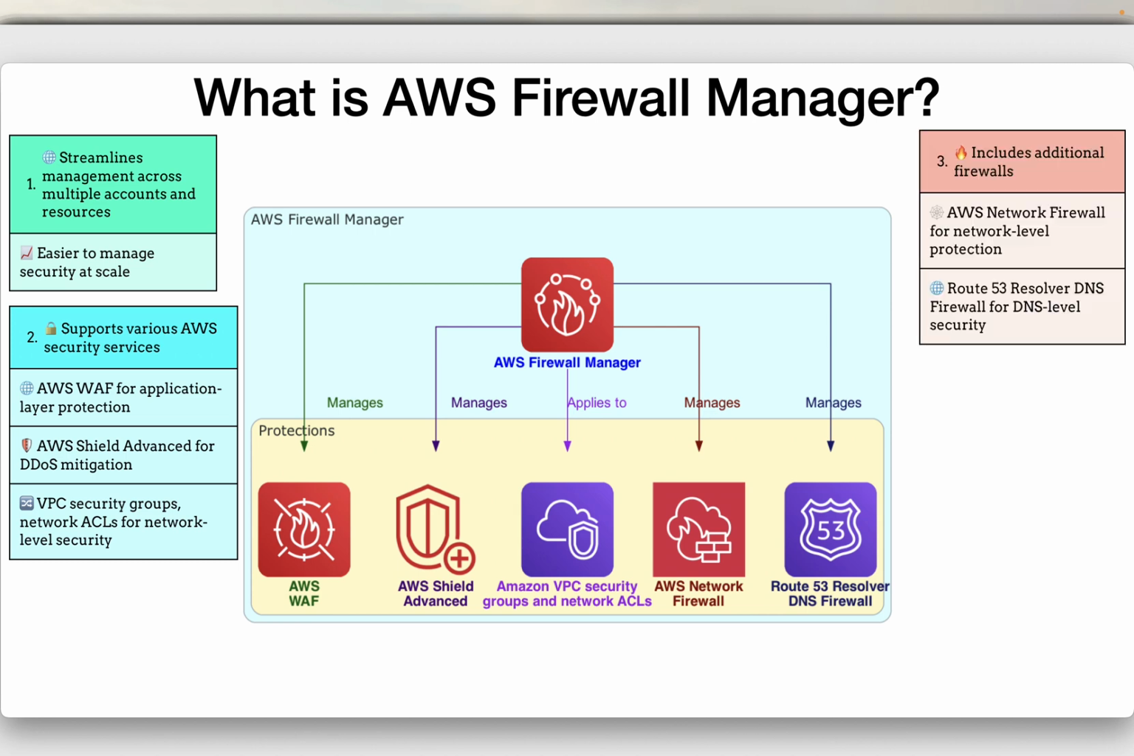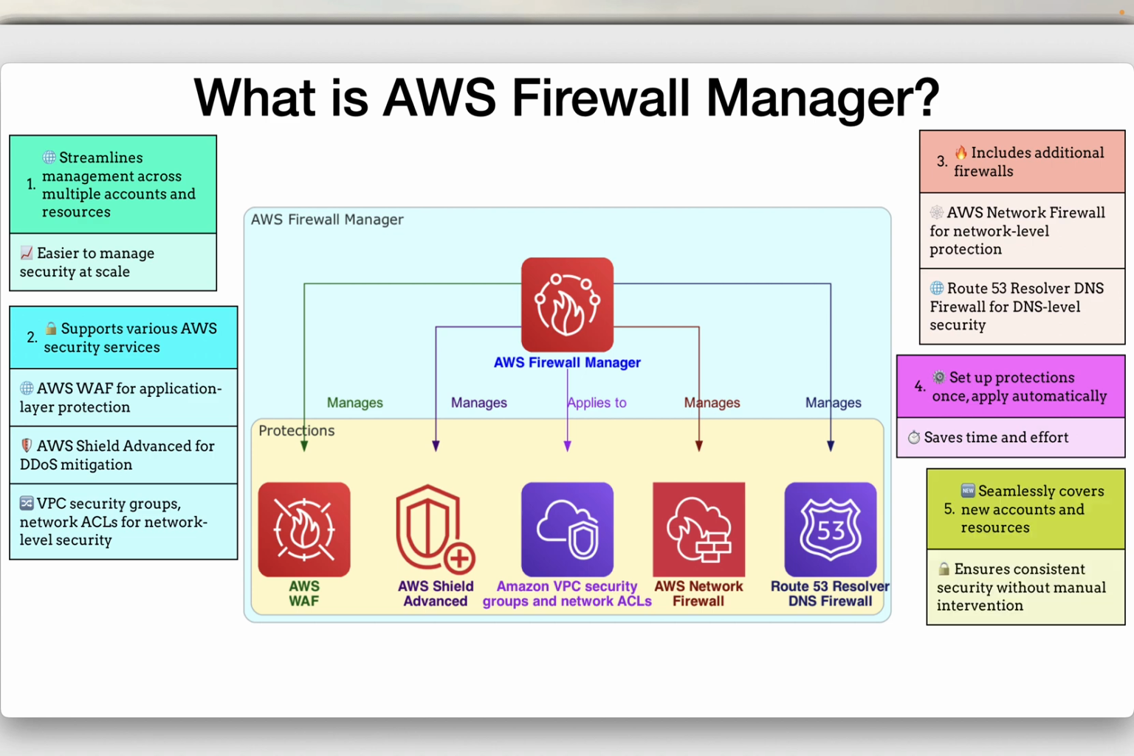The service also supports AWS Network Firewall for network level protection and Amazon Route 53 Resolver DNS Firewall for DNS level security. With Firewall Manager, you only need to set up your desired protections once, and the service automatically applies them across your accounts and resources, saving time and effort. As you add new AWS accounts and resources to your organization, Firewall Manager automatically extends the configured protections to them, ensuring consistent security without manual intervention.